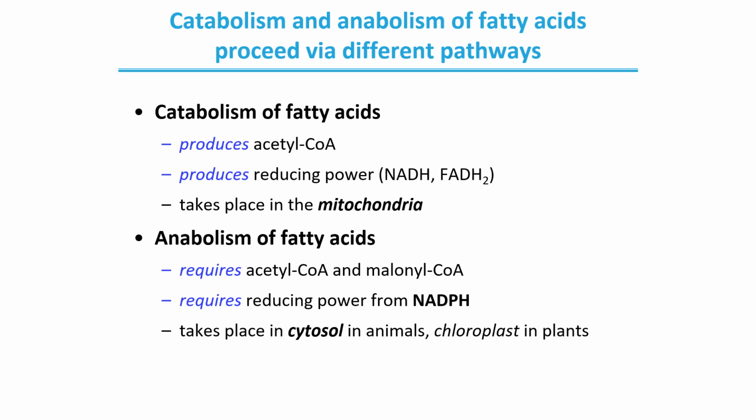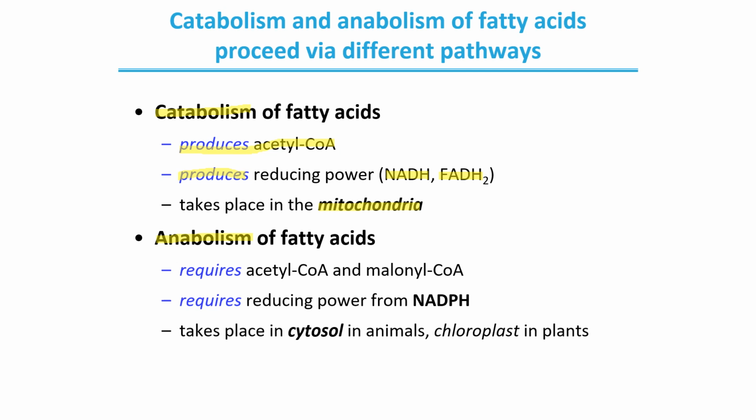So first up are some major differences between the catabolism of fatty acids, that is breakdown of fatty acids, and anabolism of fatty acids, that is the synthesis of fatty acid, which we are going to discuss in today's lecture. So catabolism or breakdown of fatty acids that we discussed last time produces acetyl-CoA. So acetyl-CoA is its main product. It also produces reducing power in the form of NADH and FADH2 molecules, which are going to give us energy, and it takes place in mitochondria.